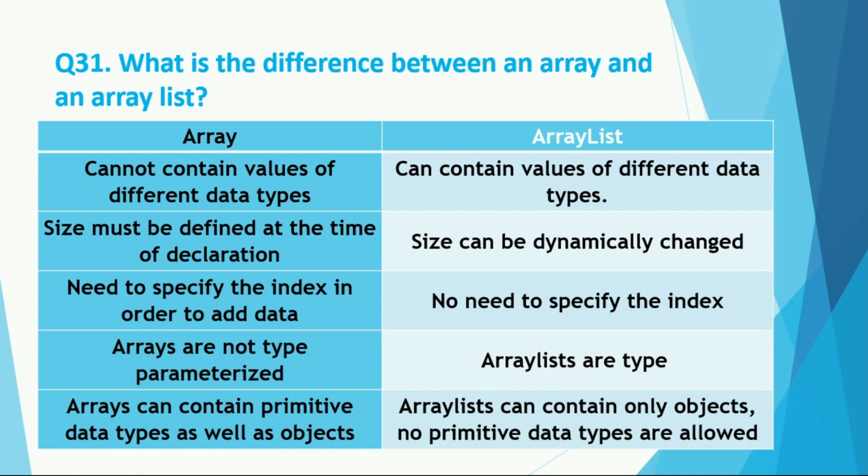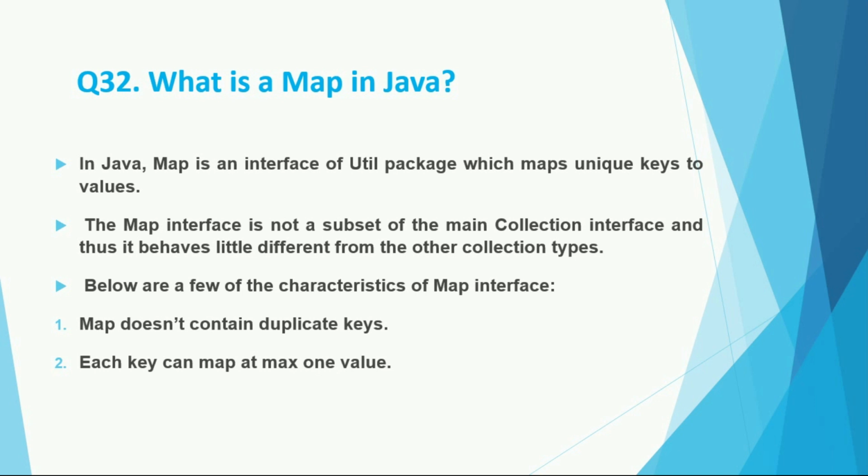I hope you understood. So now the next question is, what is a map in Java? We have different data types and different data structures in Java, and we also have a map. A map is an interface of the utility package which helps us map unique keys to values. So we basically have two paired values. First is a unique key, which refers to a particular value. We will discuss this later.